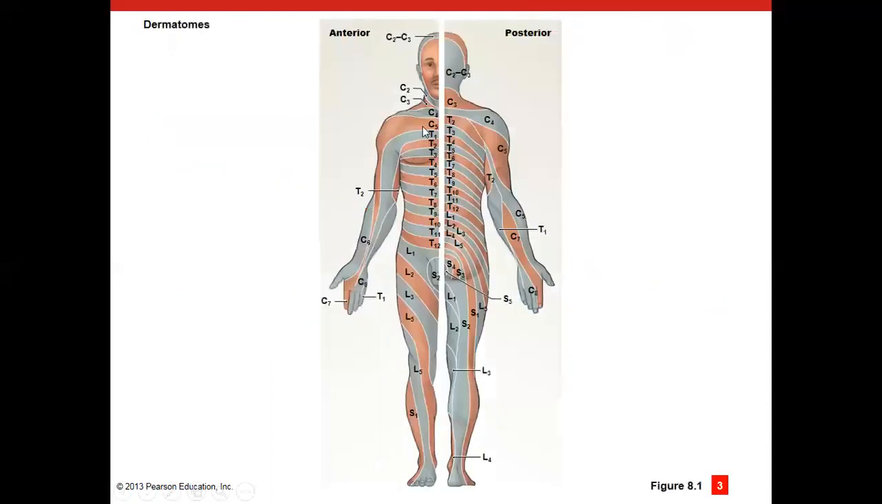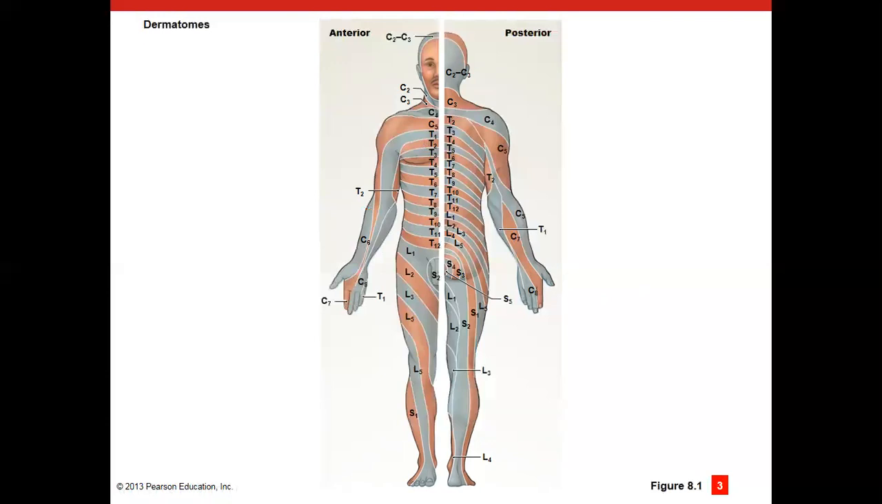So take a look, there's T1. So this is the first thoracic region of the anterior side of the body, right? So this is T1. This whole blue strip here is a dermatome. That dermatome has nerves that innervate areas of that entire blue strip, that entire dermatome. So we say that this spinal nerve monitors that area.